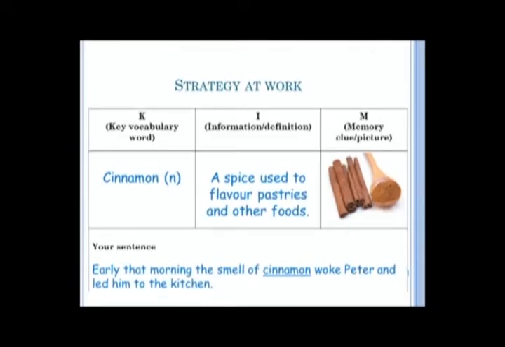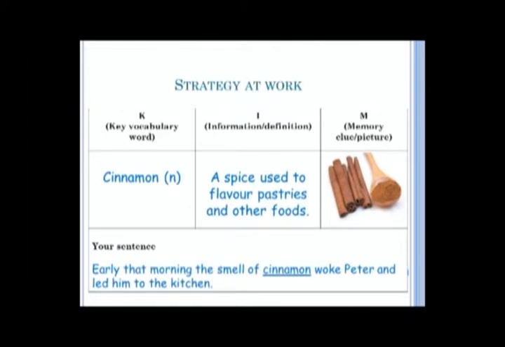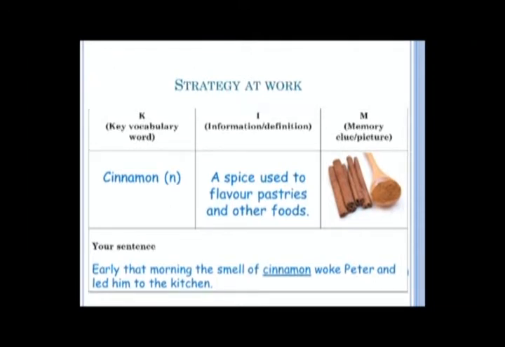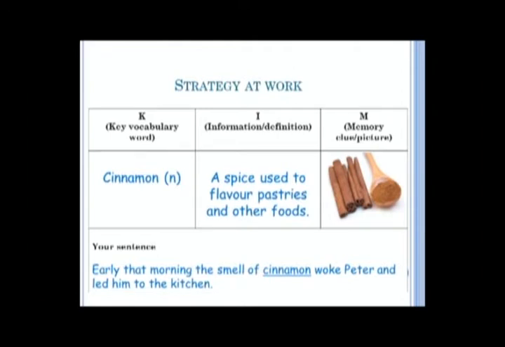Let's take a look at a few examples. On screen is a KIM chart. K, key vocabulary or word. I, information or definition. And M, memory clue or picture. The word that we'll be exploring is cinnamon. Cinnamon is a noun. Cinnamon is a spice used to flavor pastries and other foods. That is the definition we have discovered from the dictionary.